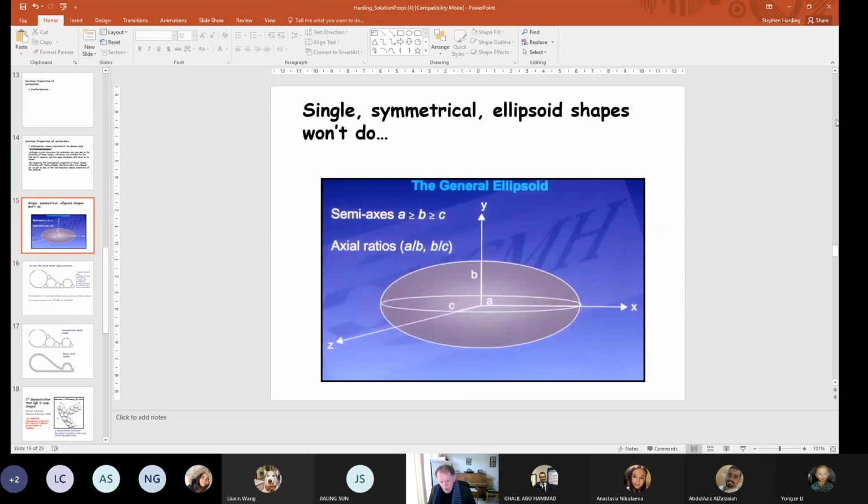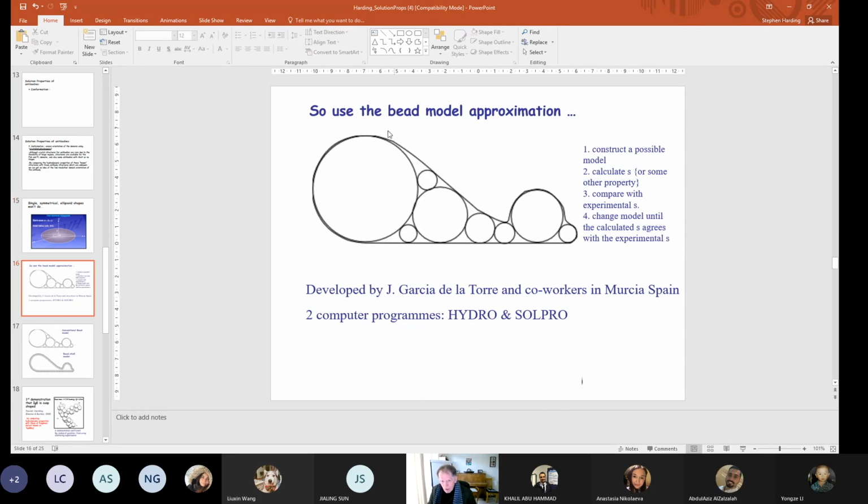Now, unfortunately, we can't represent an antibody by this shape because they're very asymmetric structures. You know, they have these different arms which are not necessarily planar. So these simple ellipsoids, which we use for globular proteins to represent the shapes in solution, won't do. What we can do instead is we can use what's called bead models, where we approximate the conformation of a complex molecule.